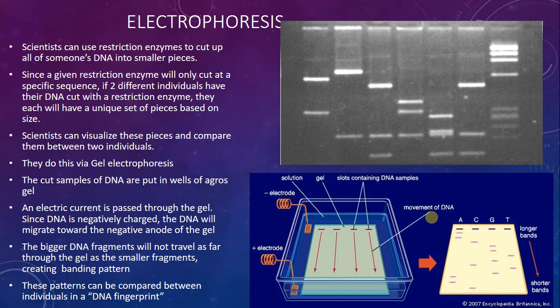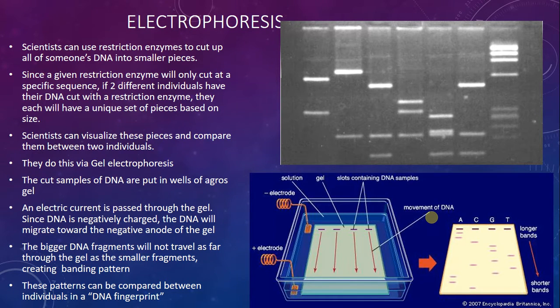Another thing restriction enzymes are good for is electrophoresis. So scientists can use restriction enzymes to cut up all of someone's DNA into smaller pieces. Since a given restriction enzyme will only cut at a specific sequence, if two individuals like me and you have our DNA cut with this restriction enzyme, that restriction enzyme will create different sized and numbers of pieces because my DNA sequence isn't the same as yours. I might have more of whatever specific genetic nucleotide sequence that restriction enzyme acts on than you, and then my DNA would be cut into more and smaller pieces than yours.